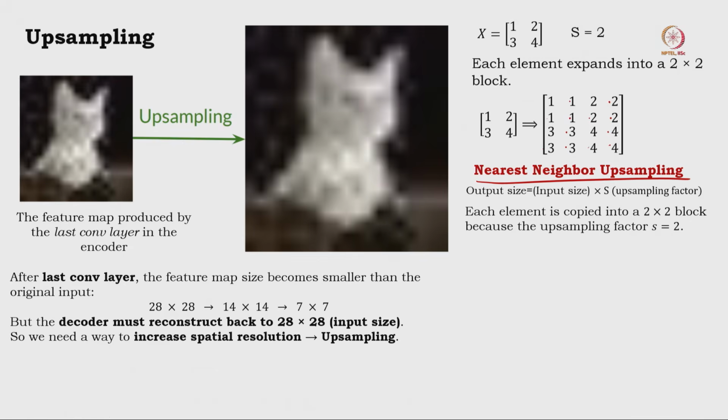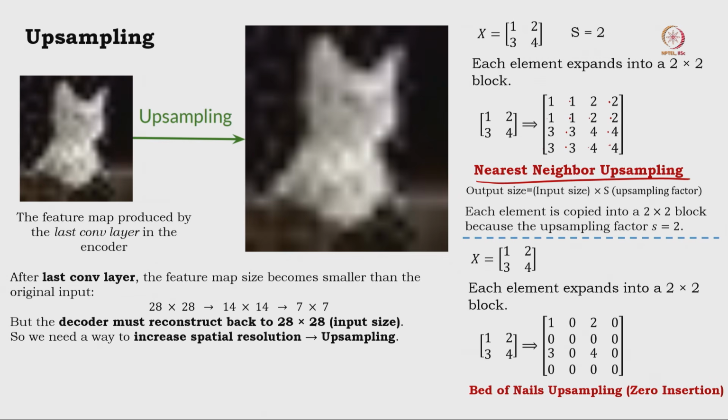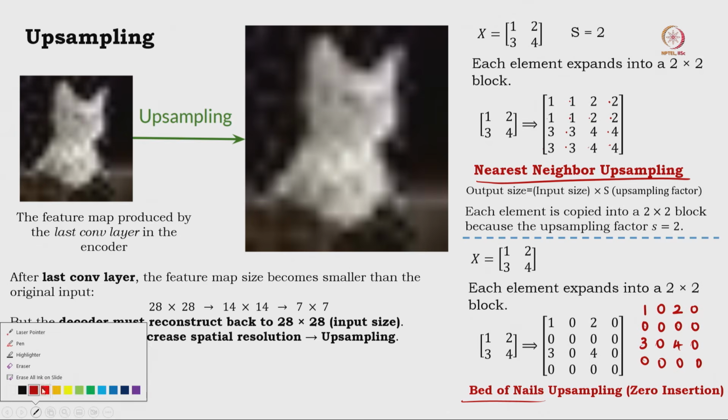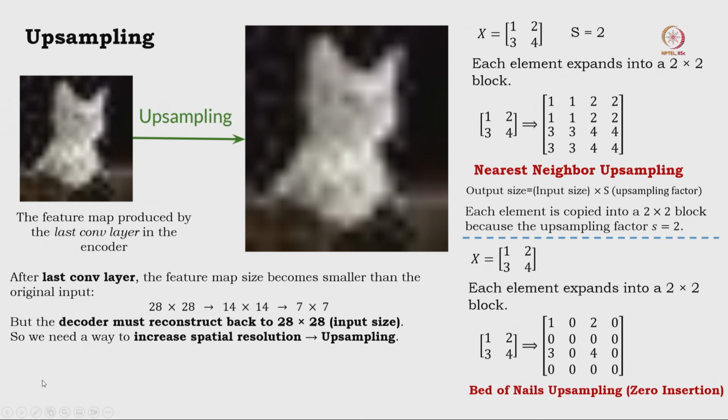Okay. Then instead of copying the value, what if you fill all zeros, which means you have 1, and all other values are 0. Then you have 2, all other values are 0. We have 3, all other values are 0. We have 4, all other values are 0. Then we call it bed of nails upsampling, which is called zero insertion. So, this is an upsampling technique. One is nearest neighbor upsampling, second is bed of nails upsampling.